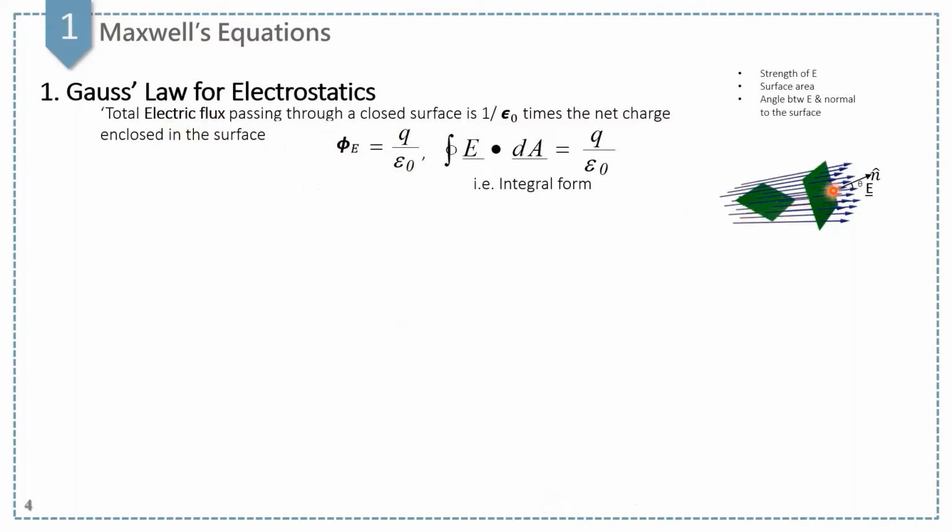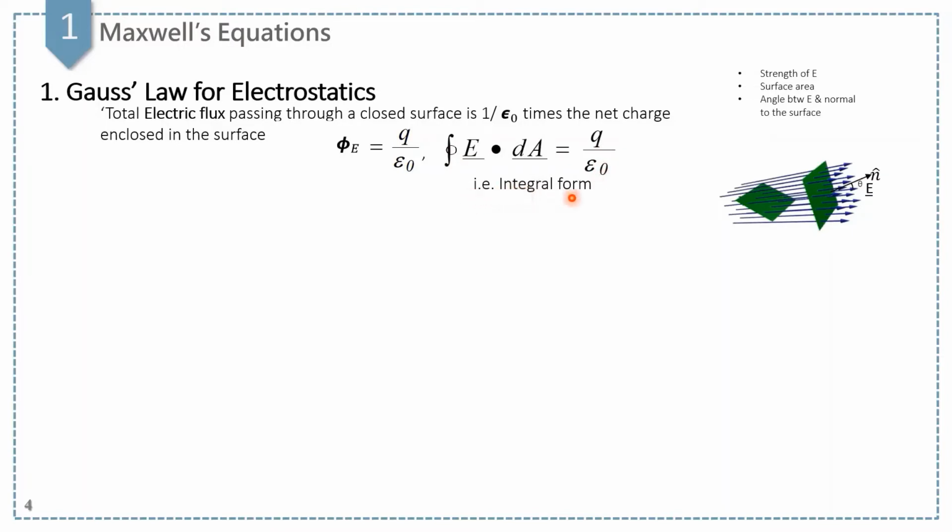Electric flux is the total number of electric field lines passing through a surface area. It depends on the strength of the electric field lines and the surface area, and also the angle between the electric field lines and normal to the surface. So it is measured by the product of area and the components of the electric field intensity normal to the area. So we can write phi of E as closed integral E dot dA is equal to Q over epsilon naught.